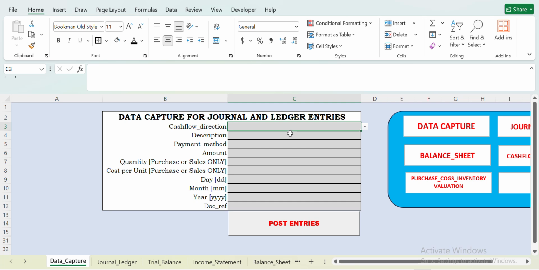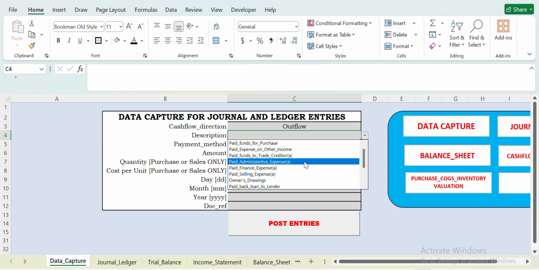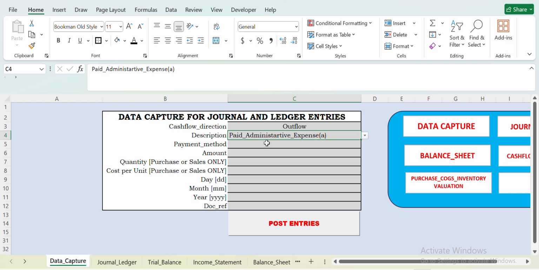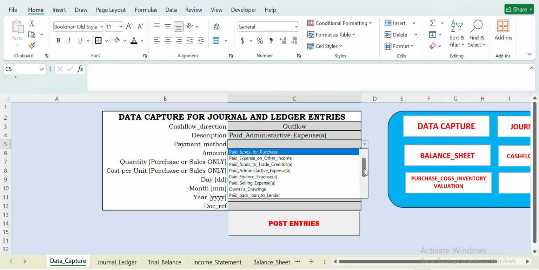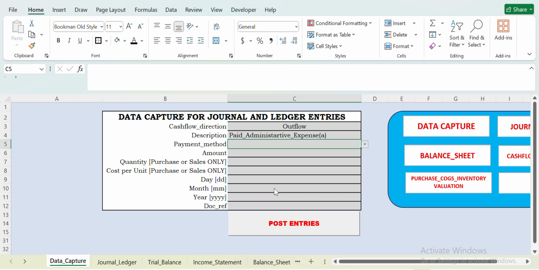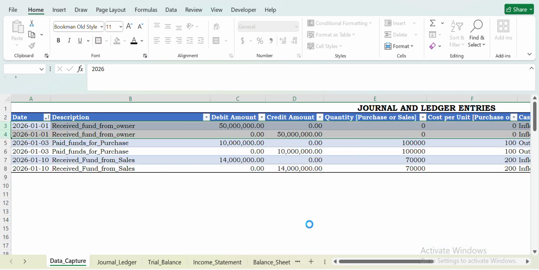So let's assume we now incur admin expenses for the period. It will be an outflow. Under the description, I would say paid admin expenses, payment method, let's say bank as well. Admin expenses, let's assume we incurred 300,000, and this was incurred on the 31st of January 2026. So I post.